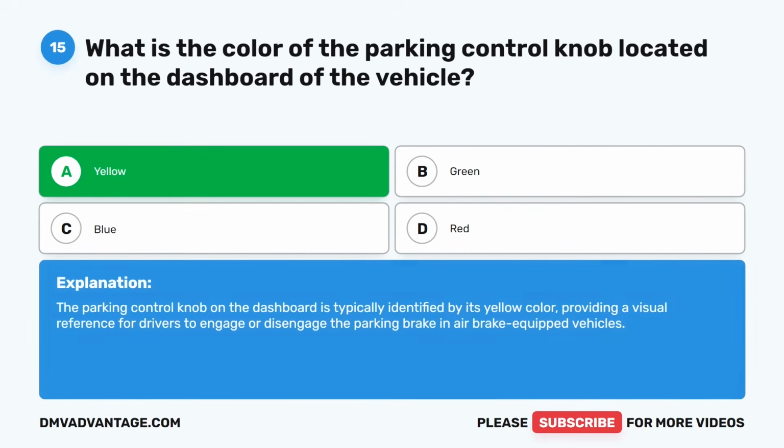Yellow. The parking control knob on the dashboard is typically identified by its yellow color, providing a visual reference for drivers to engage or disengage the parking brake in air brake-equipped vehicles.